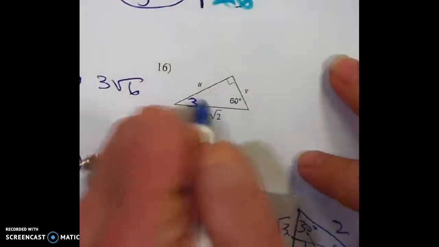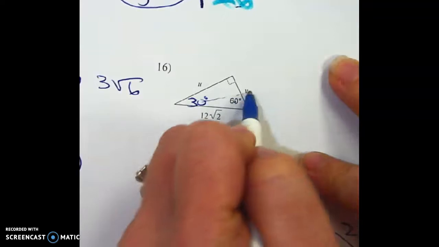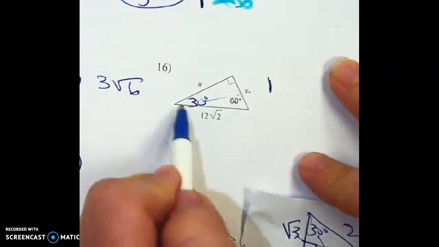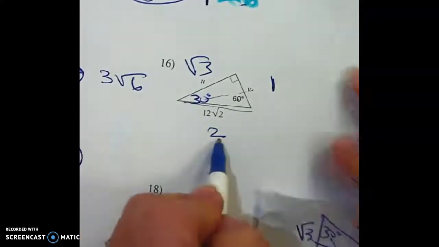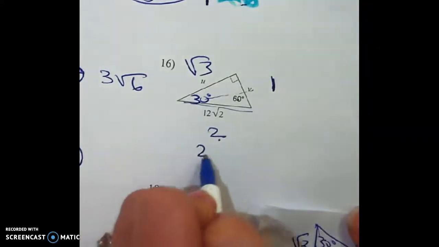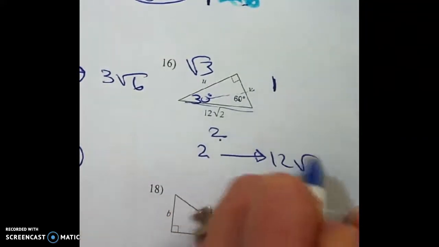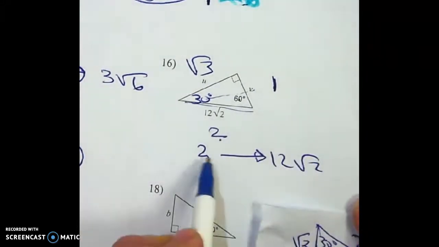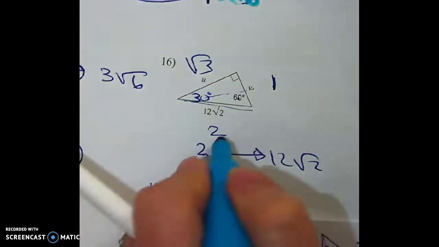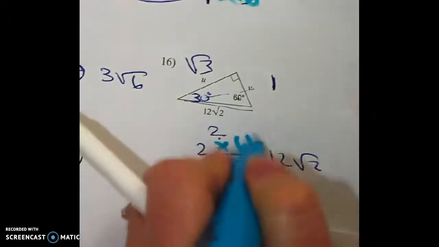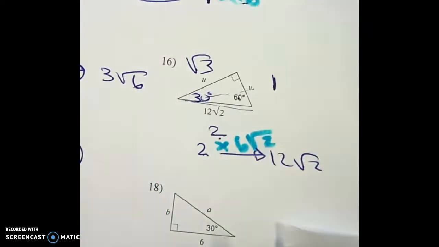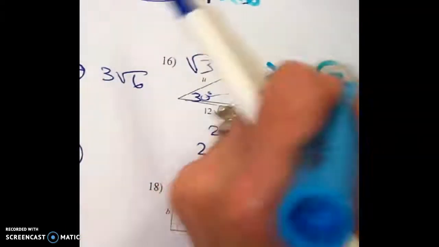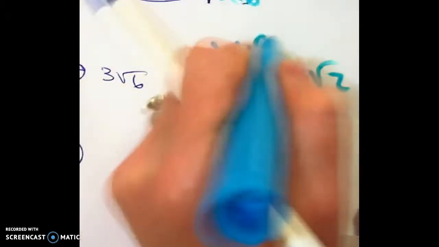That's 60, that's 30. What's across from the 30? 1. What's the long side? 2, so that's rad 3. So I have to go on this one from a 2 to a 12 rad 2. So if I look, 2 times 6 is 12. But then I don't have the rad 2. Oh, so the ratio is 6 rad 2, because 2 times 6, 12, rad 2. So that means I go times 6 rad 2, times 6 rad 2.